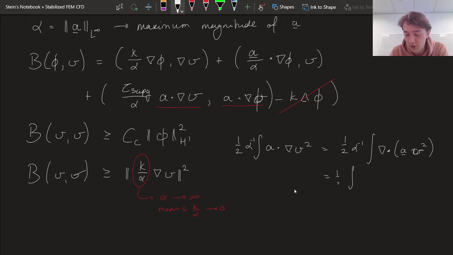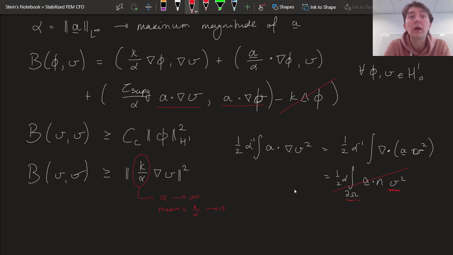You would get just an integral on the boundary of our domain of a dot n times v squared. Now I have to make an additional statement on the functions that we are actually considering. We're considering functions v and phi in H1_0, where 0 meant that it has 0 boundary values, which means that this term is completely 0, because this is the v on the boundary, and that's going to be 0. So it turns out that our advective integral in our weak form does not show up in our coercivity estimate. It's identically equal to 0.